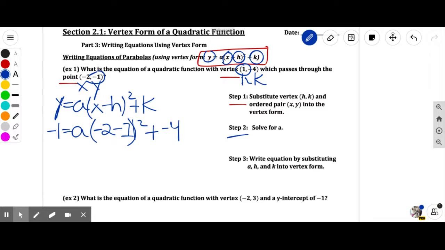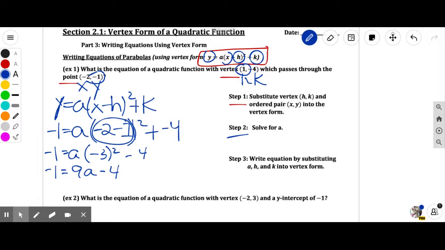The first thing you want to do is do the parentheses first, so we're going to do inside here. -2 minus 1 is -3. So I'm going to rewrite it all: -1 equals a times -3 squared plus -4. Now we have to do the squaring. -3 squared is 9. When I write it, instead of writing a times 9, I'm going to switch it around and put 9a, because that's typically how we see that written.